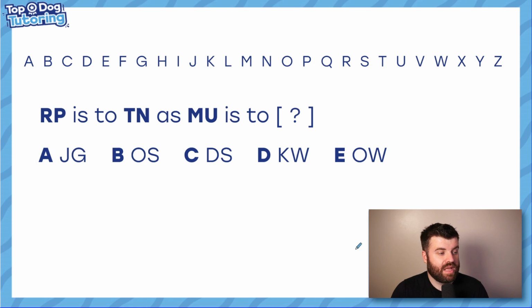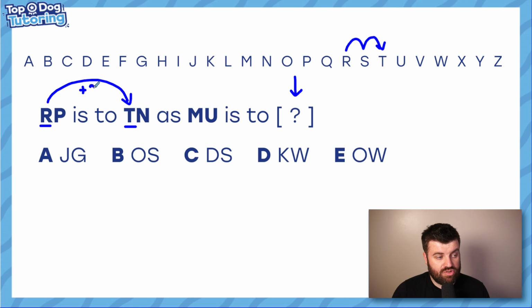Here's the first one. RP is to TN, as MU is to what? And we need to figure out what the 2-letter code is that goes where the question mark is in our question. Well, the way we do this is simply to do one thing at a time. Much like those code questions we looked at yesterday with Hayden, we're going to do the same thing today, 1 letter at a time. So the first letter is an R, and that changes to a T. Well, an R is here, and the T is 1, 2 jumps after. So we know the first letter is a transformation of +2.